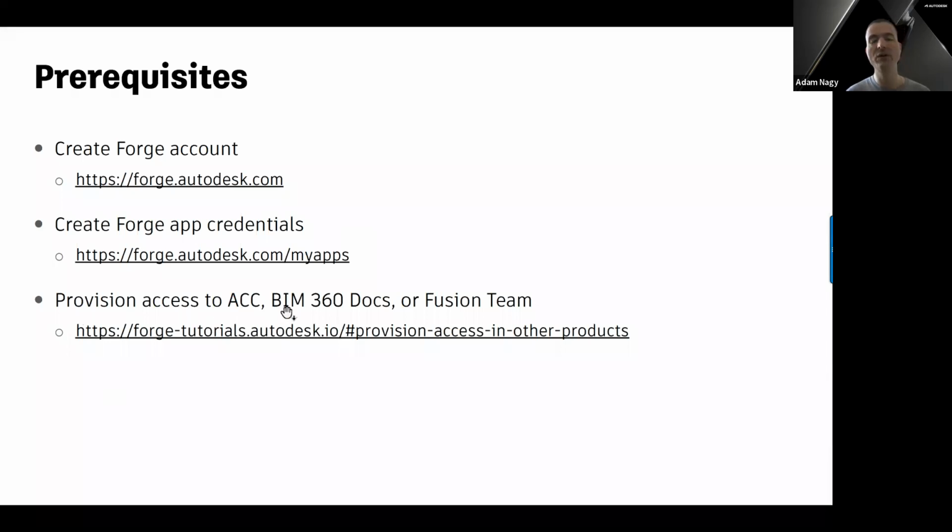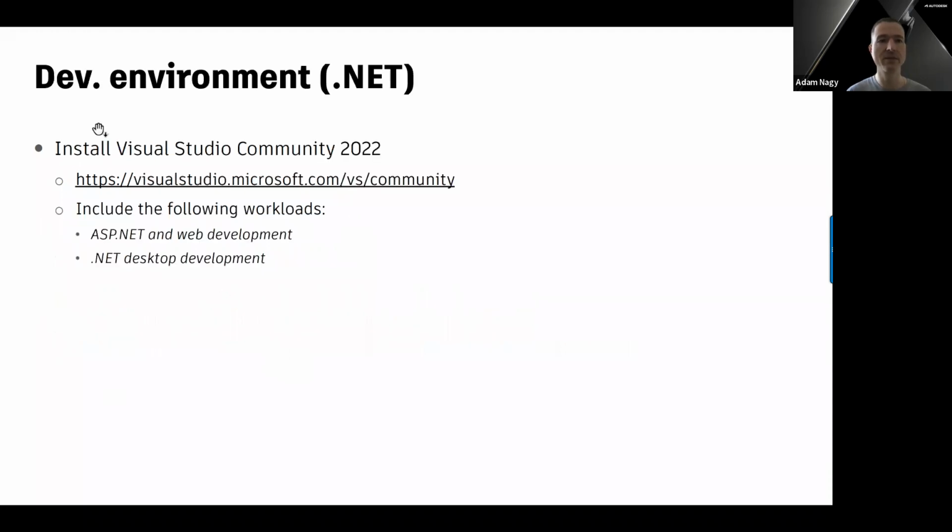And if you want to work with one of the BIM 360 storages, ACC or BIM 360 Docs, then you also need to provision access to them. For Fusion Team, you don't actually, so I'm not sure why we wrote it here. You only need to provision access for ACC and BIM 360 Docs access. That is also covered in the tutorials part, I'm going to show you in a second.